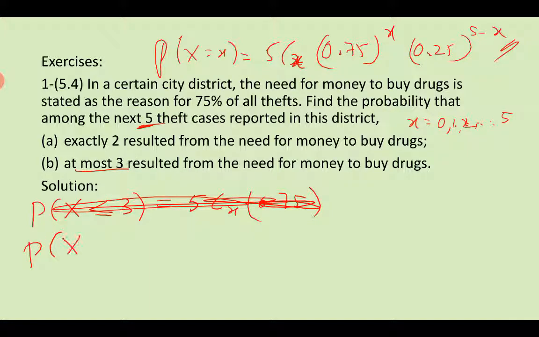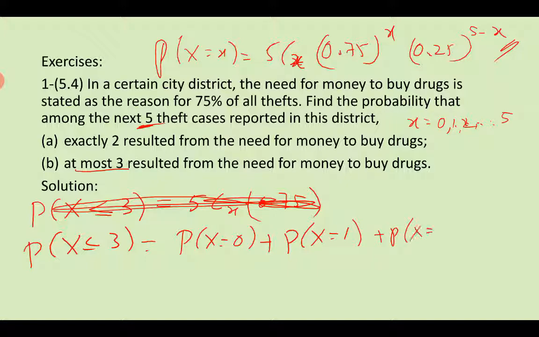Probability of x less than or equal to 3, that is clear. So x less than or equal to 3, what are the values of x? Probability of x is 0, probability of x is 1, probability of x is 2, and finally probability of x is 3. You know, if you write the distribution table, there will be x as 0, 1, 2, 3, 4, 5. As our n is 5, it will end at 5. There will be a probability for every case, isn't it? We can find them by using this formula.